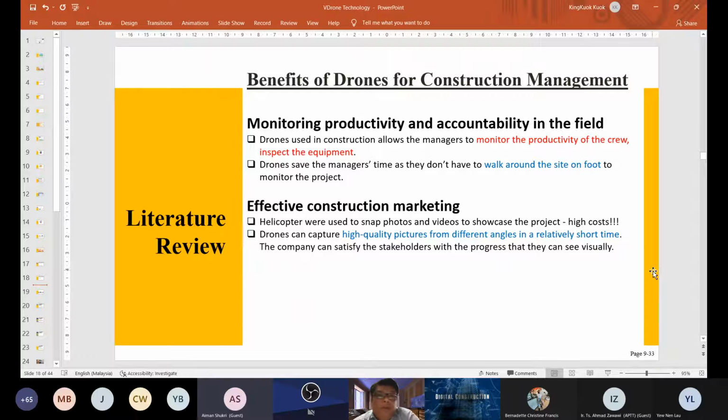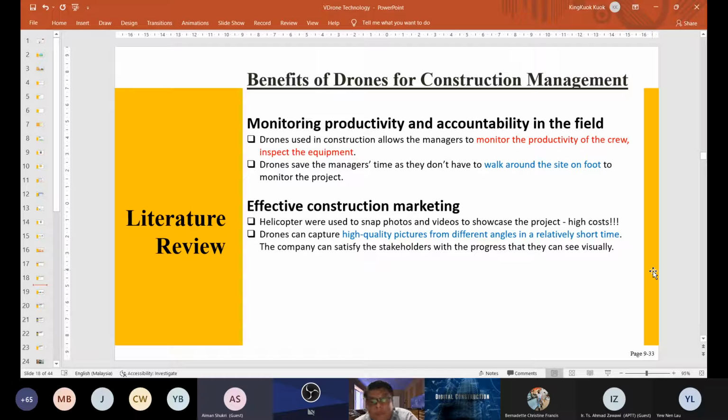By using the drone, anytime we can fly it over and check whether the people are working on site or sitting in the coffee shop or whatever else. Monitoring the workers on site using the drone will increase productivity, and it will ensure that the people will be on site and working all the time.